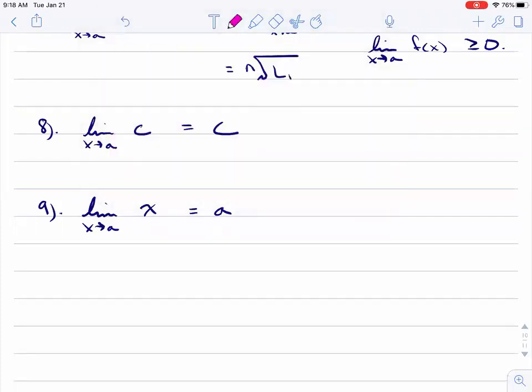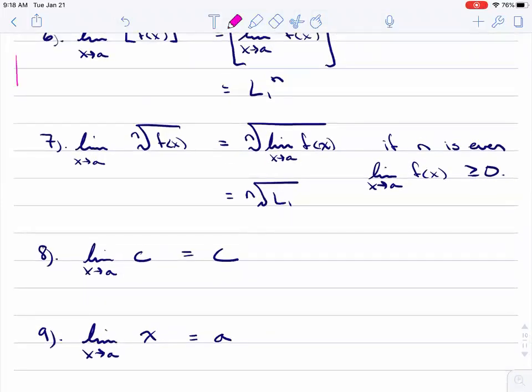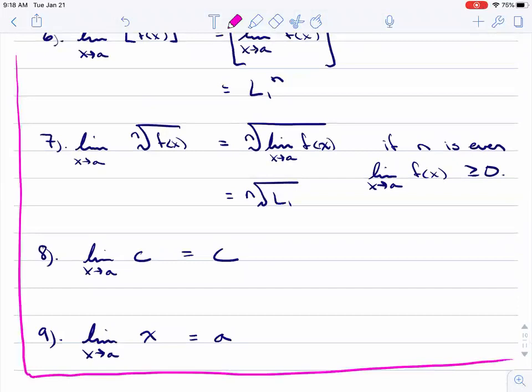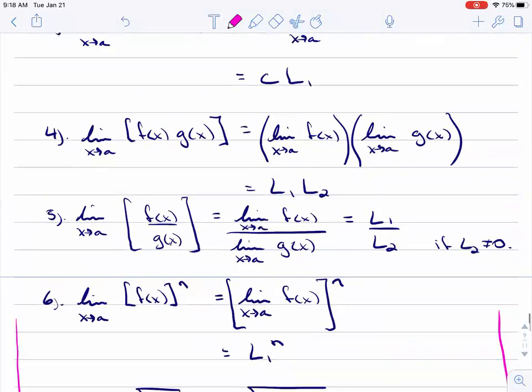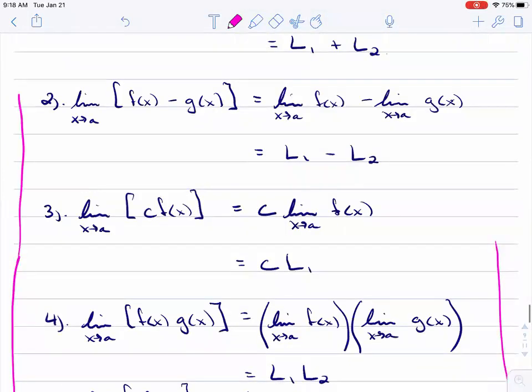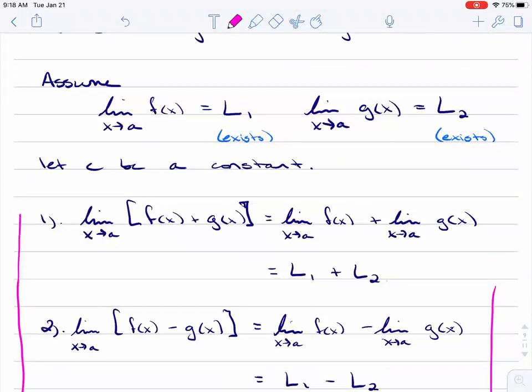These should get a pink box around them, but this is going to take a while. We wrote a lot, didn't we? Oof. All these limit laws.